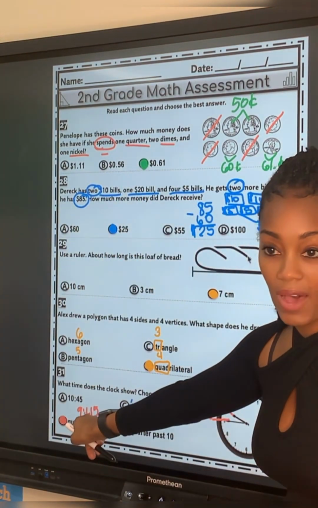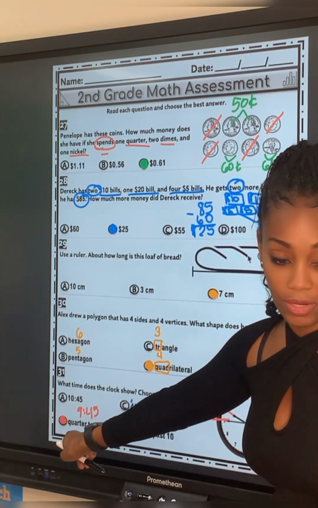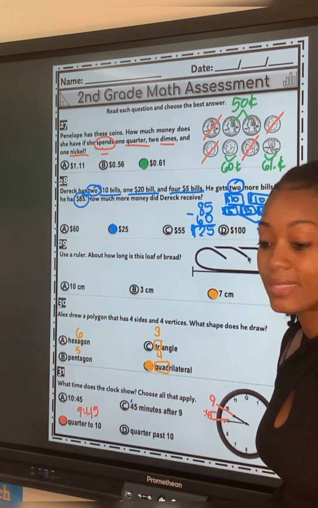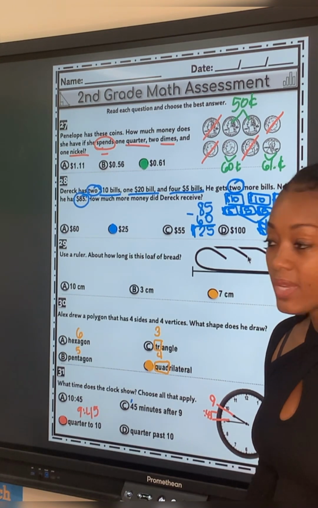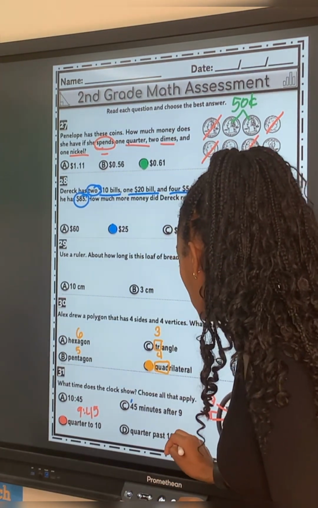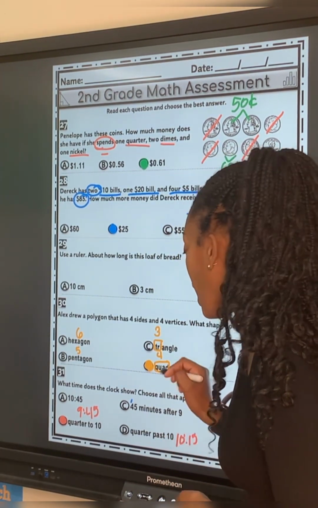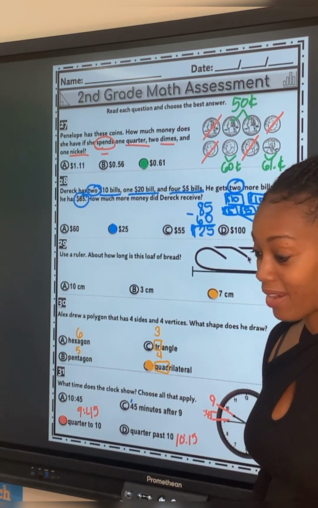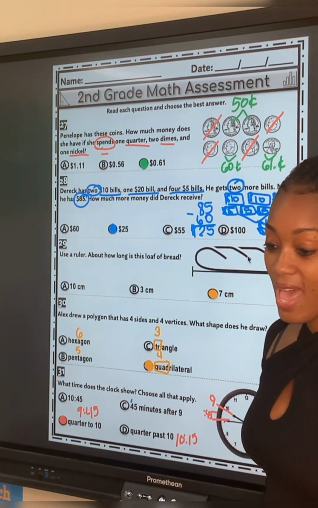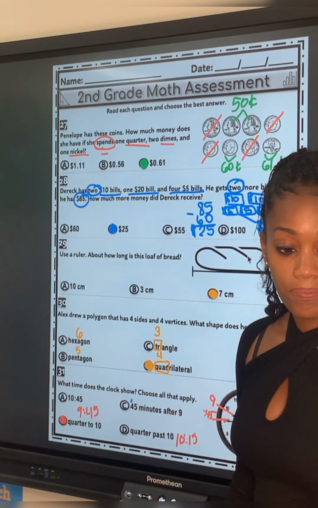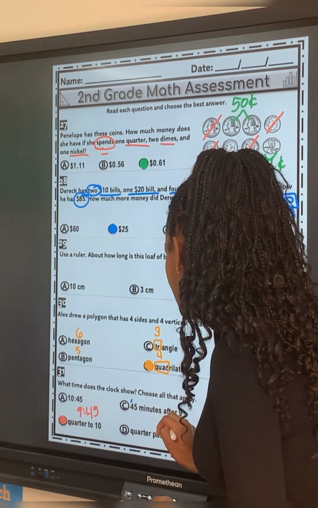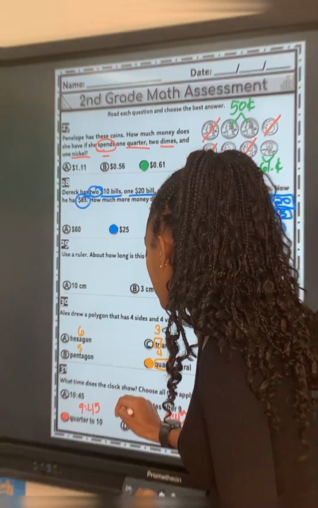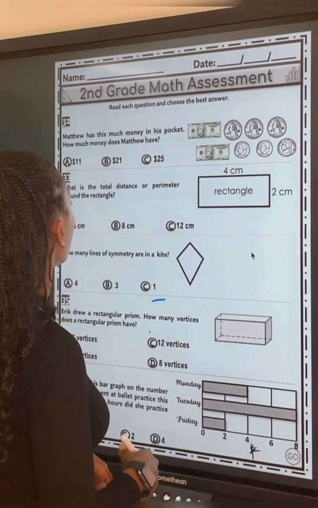Obviously, 9:45 is not the same thing as 10:45, so we know that cannot be the answer. Quarter past 10 is what time? 10:15. So we know that cannot be our answer. We only have one more, right? So that would have to be our answer. 45 minutes after 9 is 9:45. Very good.